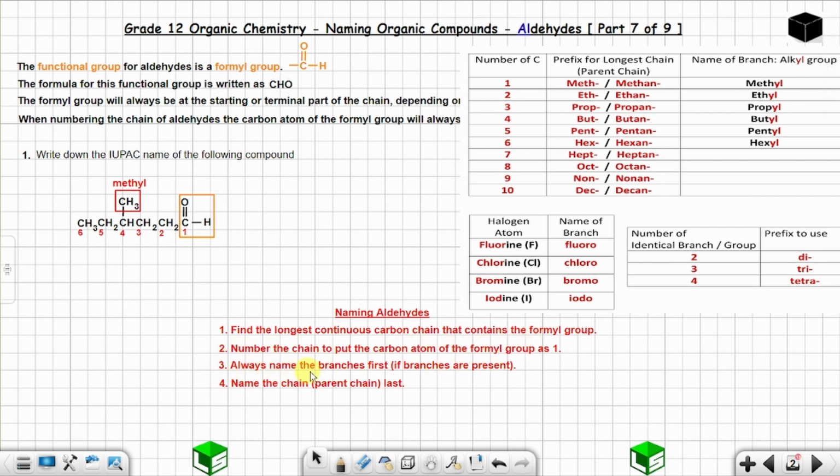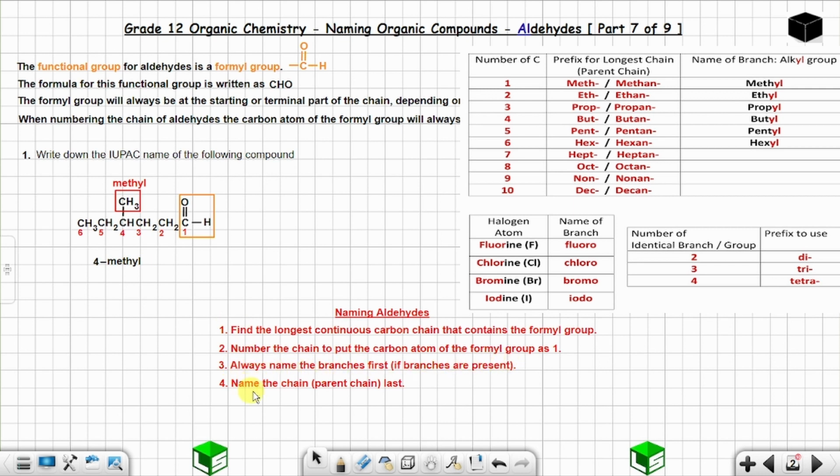Always name the branches first if branches are present. You have 1 branch on carbon number 4. So you are going to have 4-methyl. On carbon number 4, you have a methyl. So you are done naming the branch.